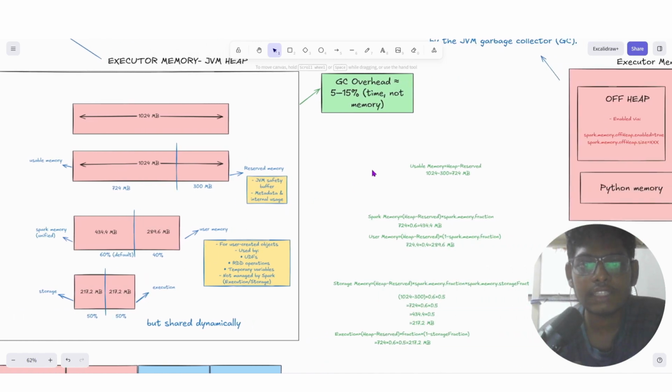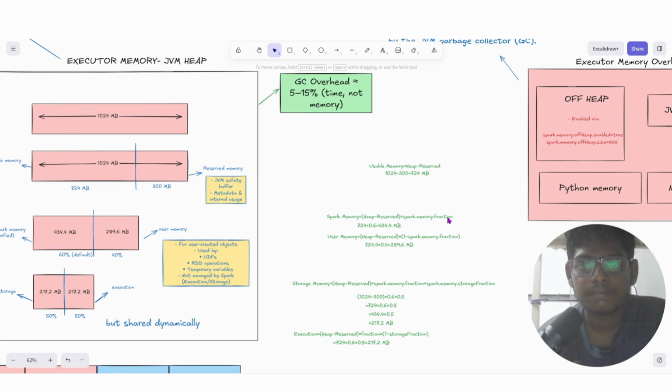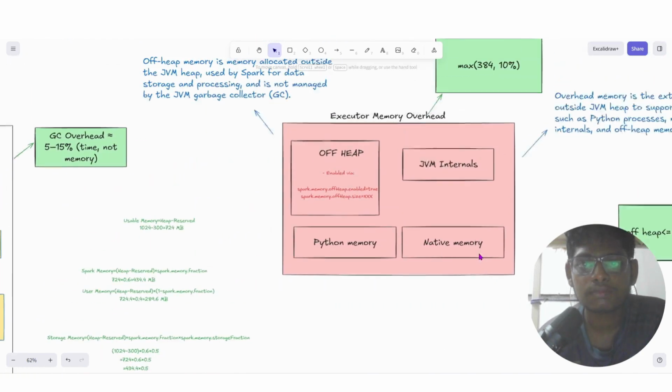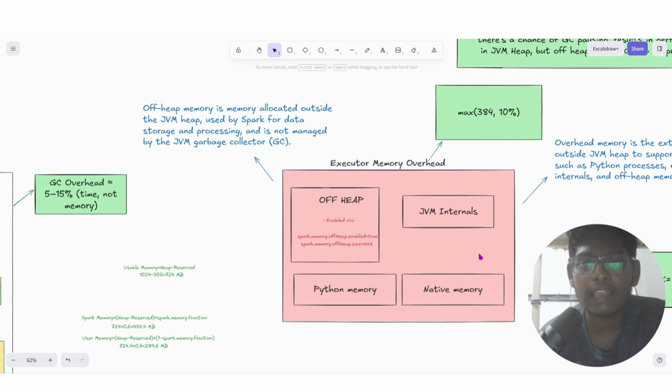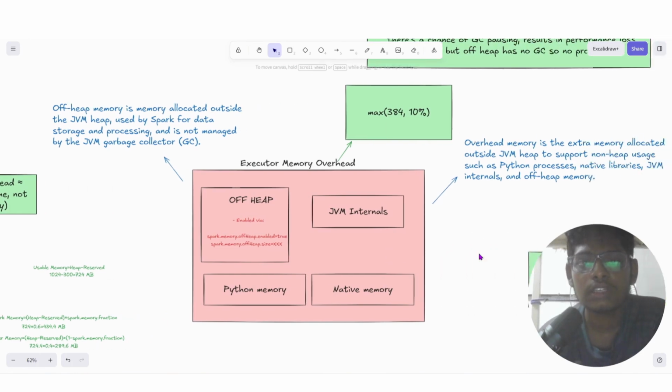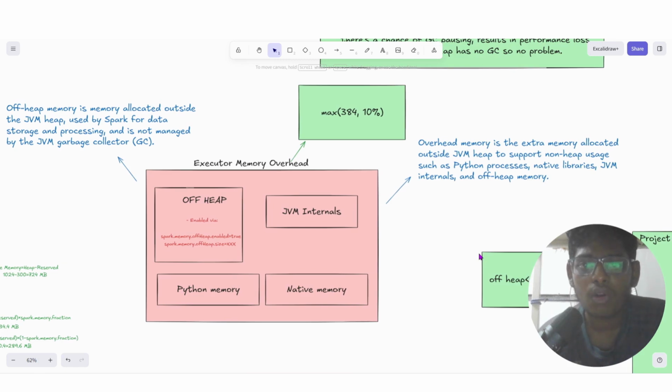You can check the calculations here, and then we'll see what is meant by executor memory overhead. Overhead memory is located outside the JVM heap. It's an extra memory to handle Python processes, native libraries and JVM internals. It also has off-heap memory.